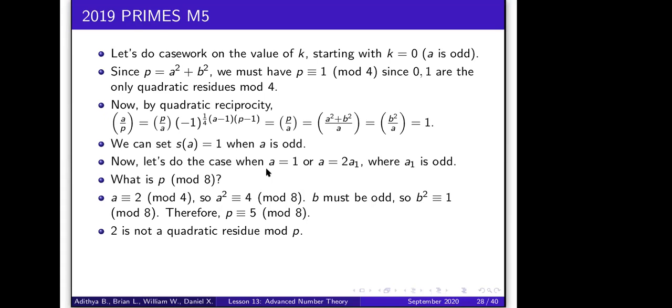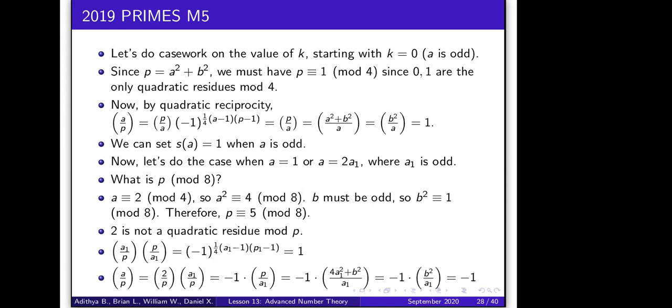And now we can apply quadratic reciprocity with A1 and P, since they're both odd and relatively prime. So then we get (A1 over P) times (P over A1) is -1 to the 1/4 (A1 minus 1) times (P minus 1). So since P minus 1 is divisible by 4 and A1 minus 1 is divisible by 2, this is just equal to 1.